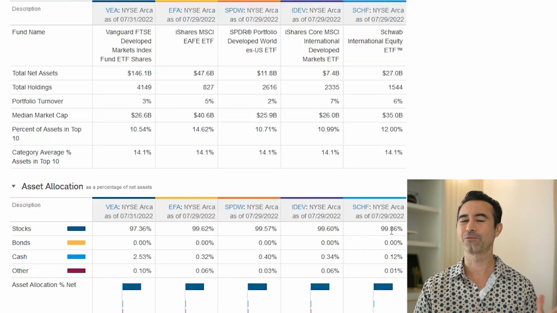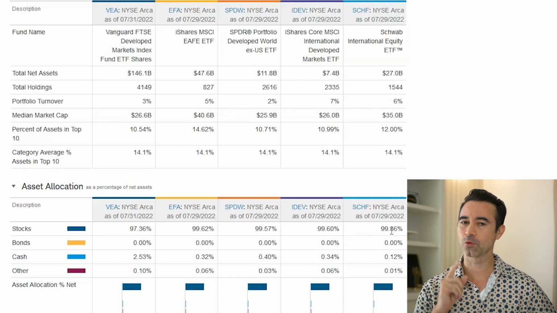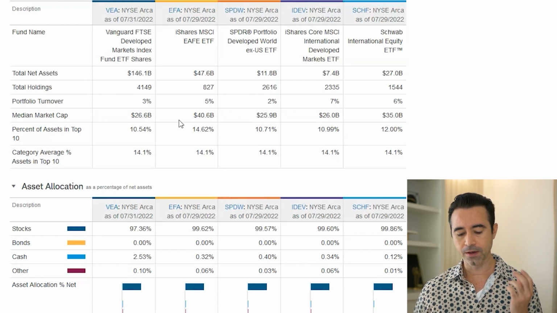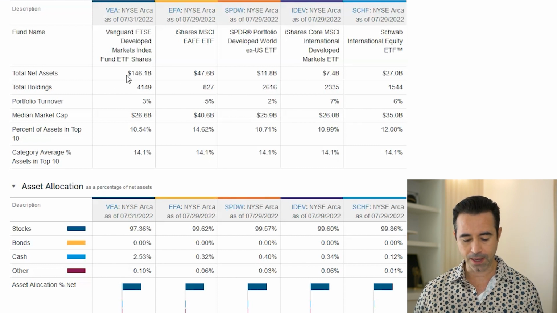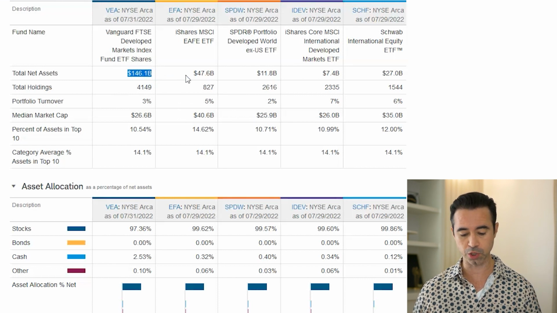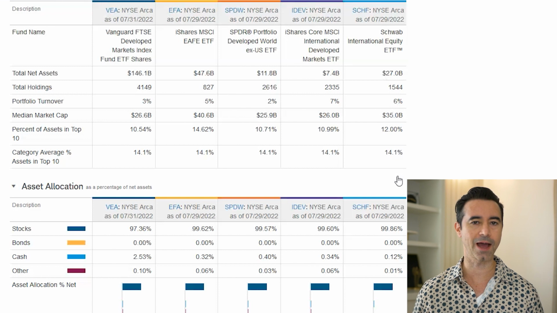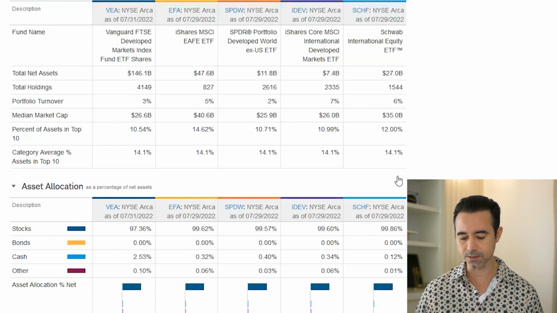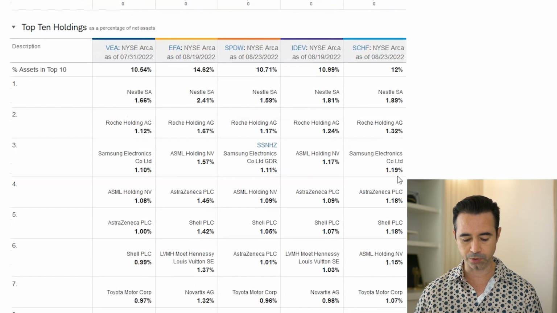Okay, let's talk about the portfolio, and then I'm going to give you my answer on which of these I think is the best. Portfolio-wise, VEA has $146 billion in assets under management, so it's huge. EFA, $47 billion, SPDW $11 billion, IDEV $7 billion, and SCHF $27 billion. They're all decent size ETFs, all over $1 billion, so pretty good size when you look at it that way.